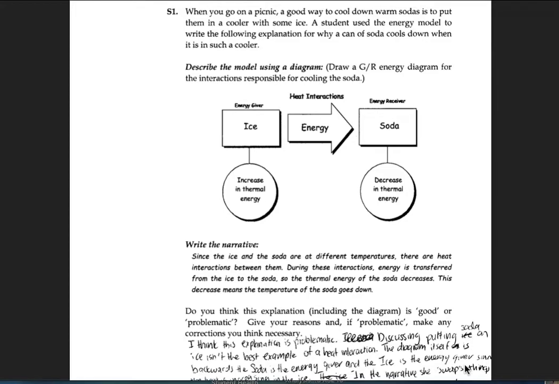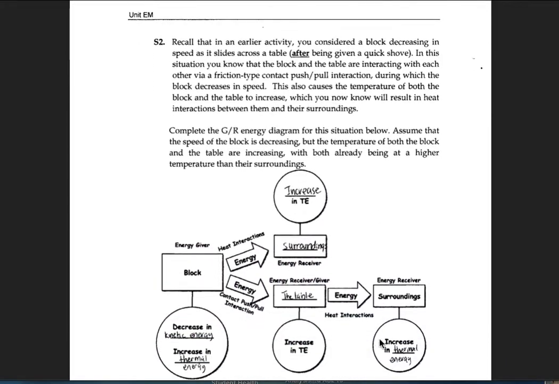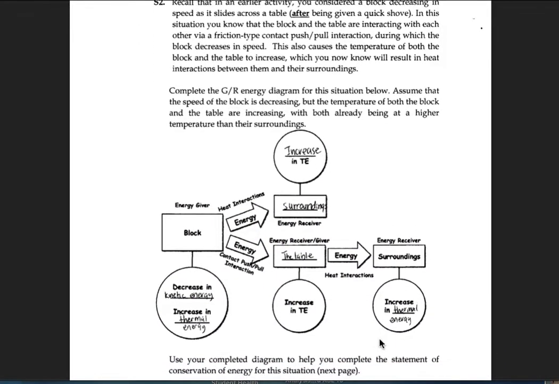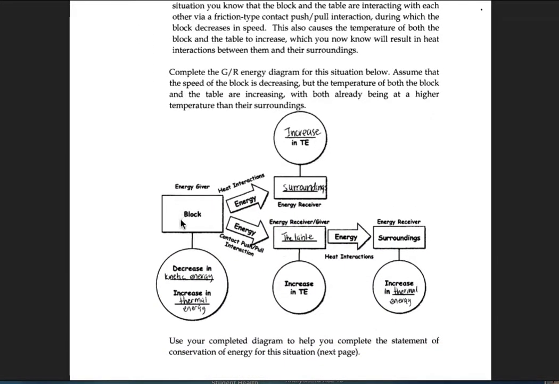So then we move on to the second question. And this is the diagram. I filled it out so that the energy giver, the block, decreases in kinetic energy but increases in thermal energy. And then through heat interaction, it goes to the surroundings and increases their thermal energy.